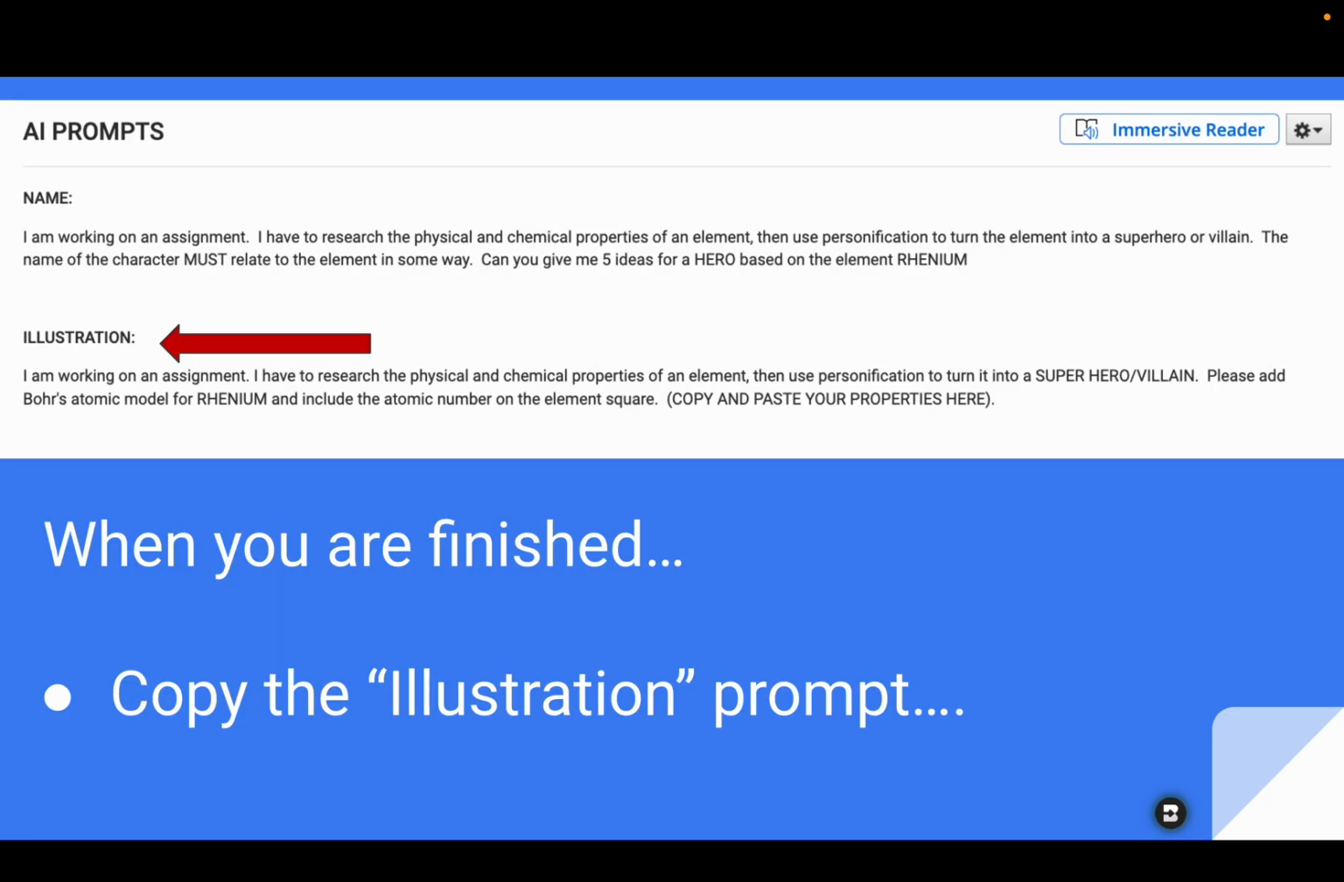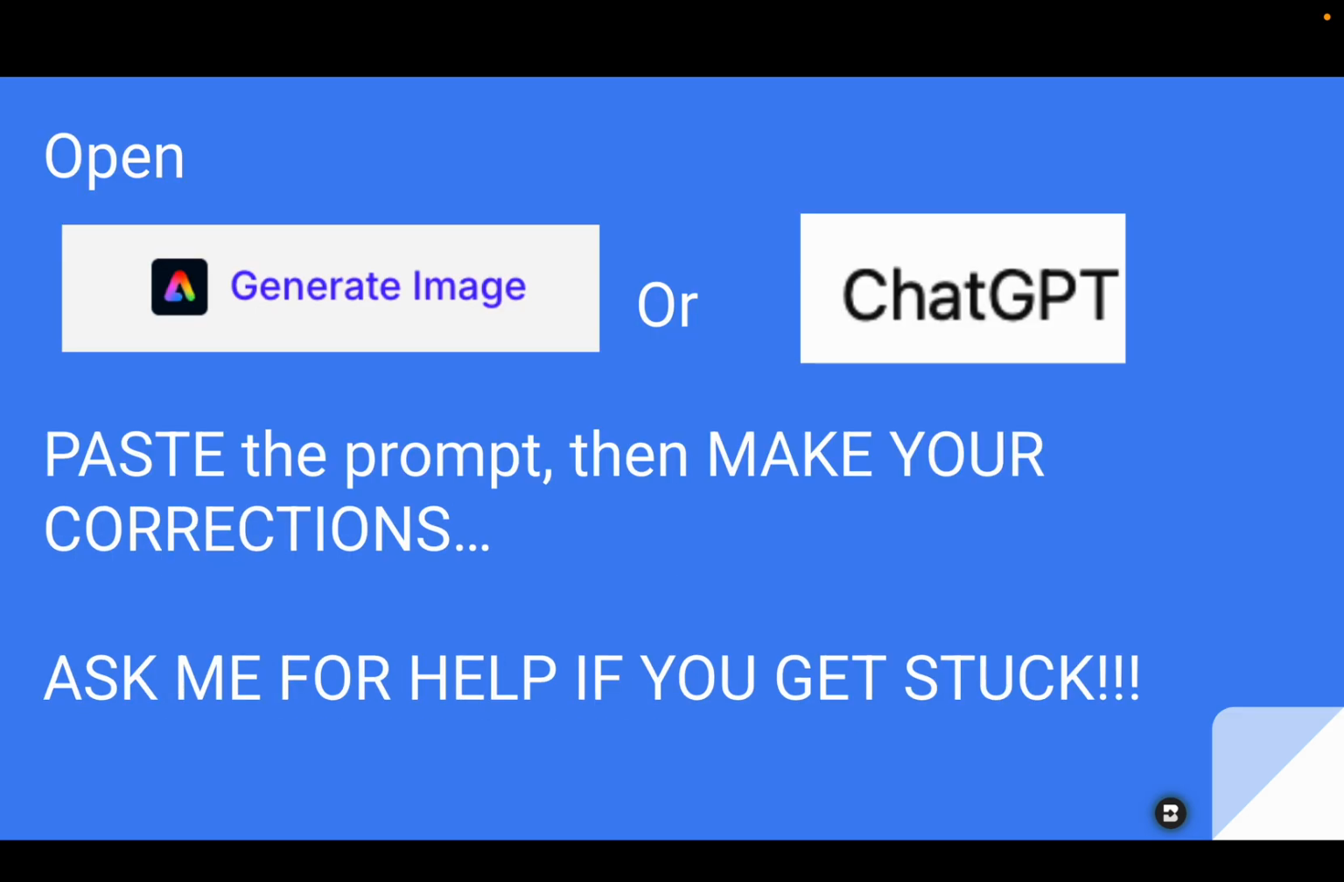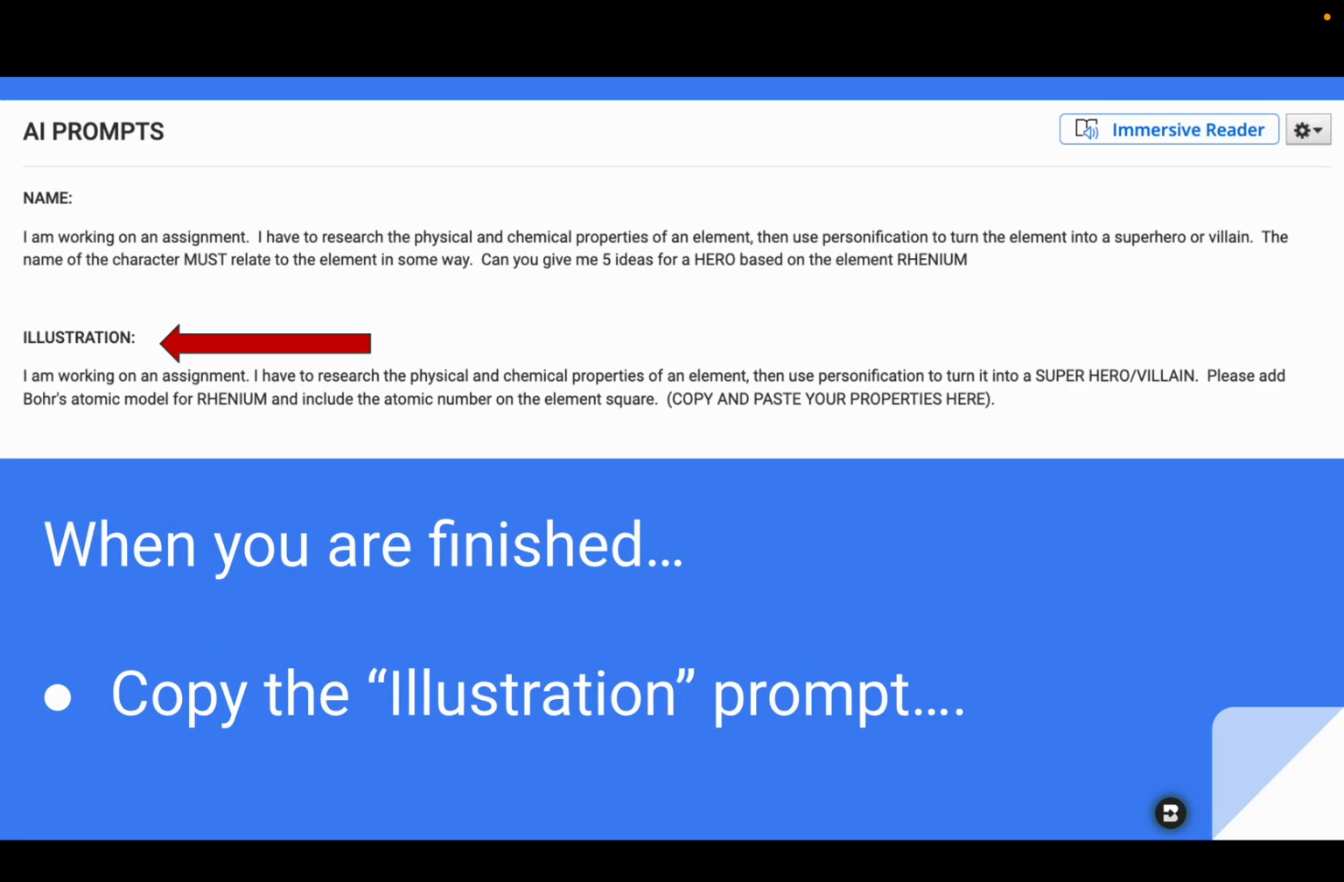Okay. Once you're finished with that, go to Schoology. And in Schoology, I added an illustration prompt. So copy the illustration prompt, open either Magic School AI and use the generate image, or if you were able to load Chat GPT on your iPad, then go there. You're going to paste the prompt, then make your corrections, because the prompt I used said superhero or villain, so you have to choose which one you are.